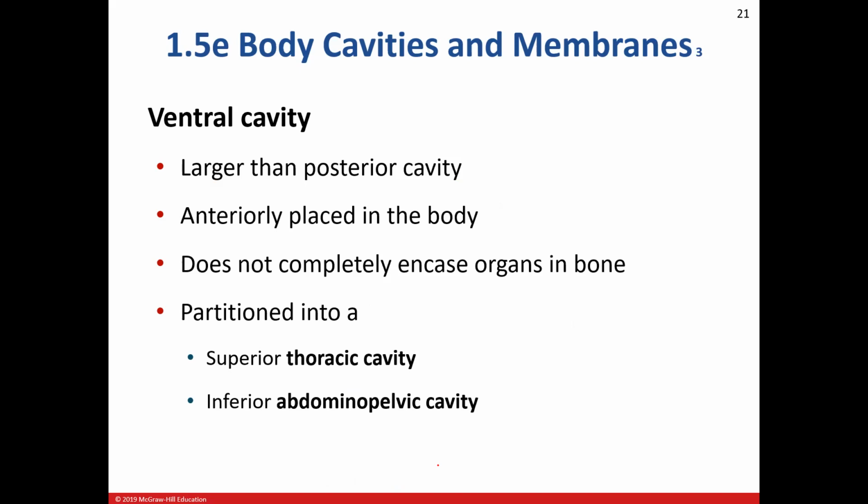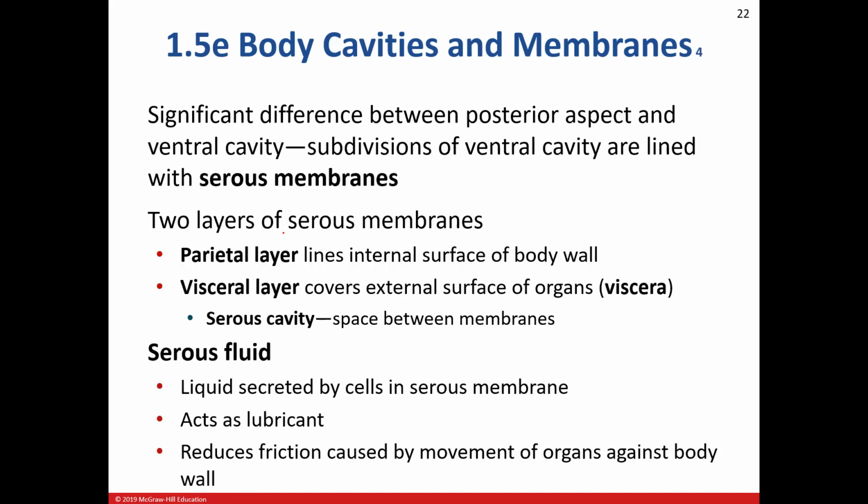All right. So let's talk about the ventral cavity. Okay, it's a larger cavity. Where is it found? In the front. Ventral means front or anterior. Okay, it is not completely encased in bone. So we subdivide the ventral cavity into two subcavities. You have the thoracic cavity, which is pretty much your chest, and that's going to be the top portion or the superior portion. And then you have the abdominal pelvic cavity, which is going to be down by your abdomen, below your rib cage. That's going to be inferior.